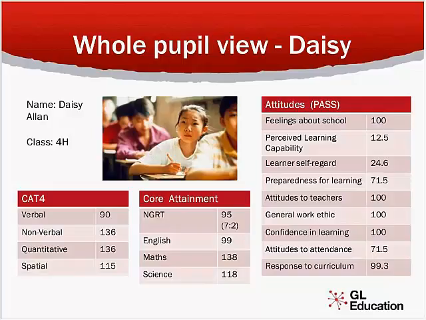Preparedness for learning is pretty high. Attitudes to teachers, very, very positive. Daisy's clearly got a good work ethic, so she can see the reasons for coming to school and working hard. Confidence in learning. This is a student who perseveres, doesn't give up, she'll keep going. And attitudes to attendance is high, as is response to curriculum. So no other key concerns, but this is a student who we can see without the right language intervention, she doesn't really believe fully in herself, and those two components over time really could affect Daisy reaching her full potential. So it's important for you within the school to be aware of these things.